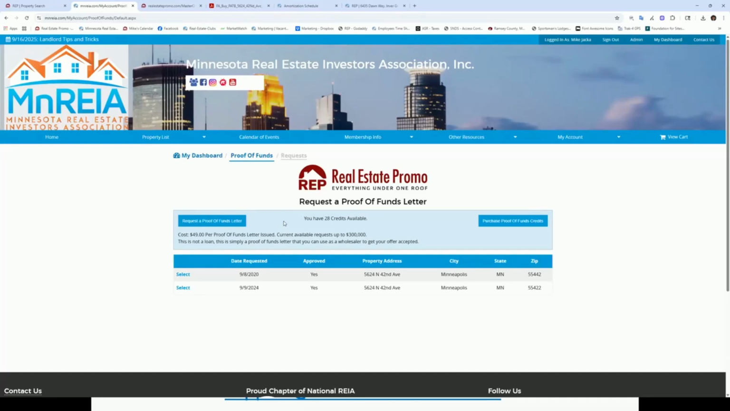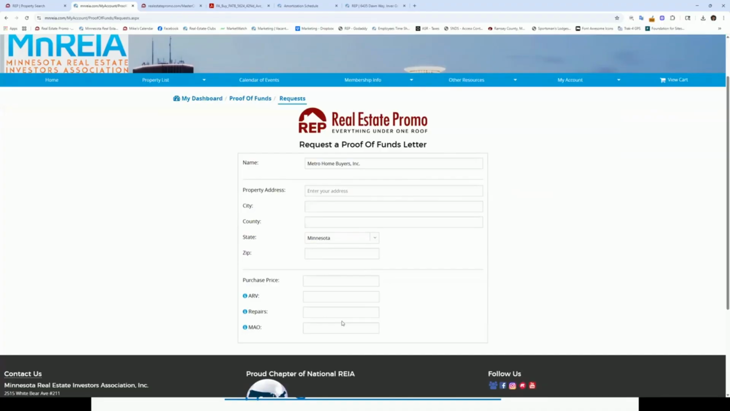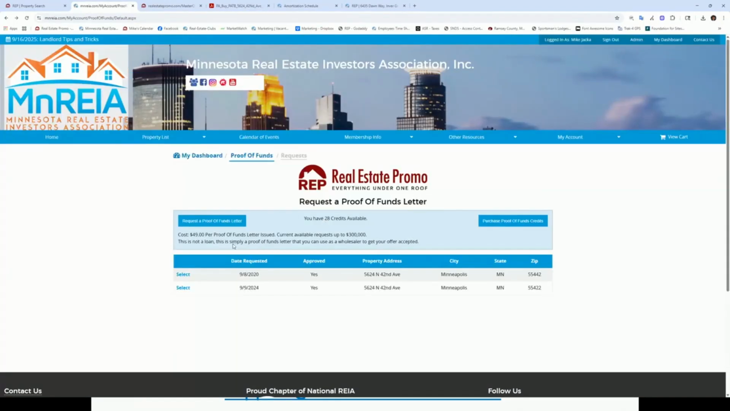We can generate and provide you with the proof of funds as long as the numbers work. So you request the proof of funds, you put in the basic information. As long as the numbers hit the right Mayo formula, you will automatically get approved for the proof of funds. Now, there is an administrative cost. We do charge $49 per proof of funds, and we charge that for administrative purposes because when you submit these offers with these proof of funds, probably 75% of the time, we get a call or an email from the other party asking for verification of those funds.